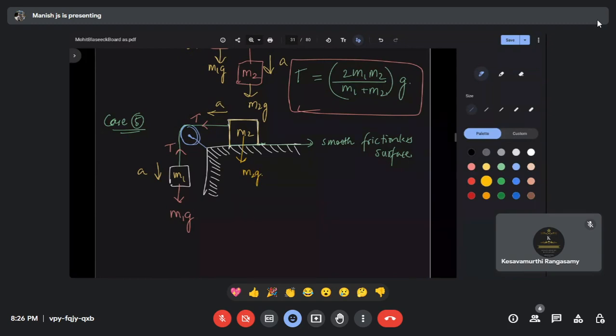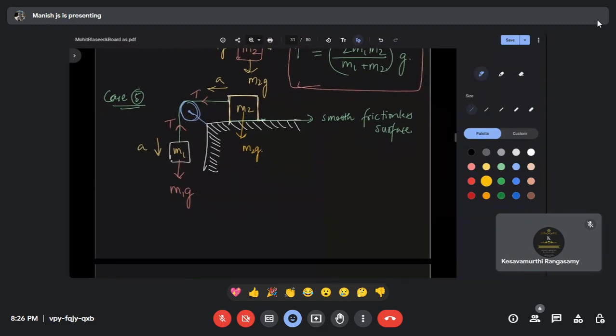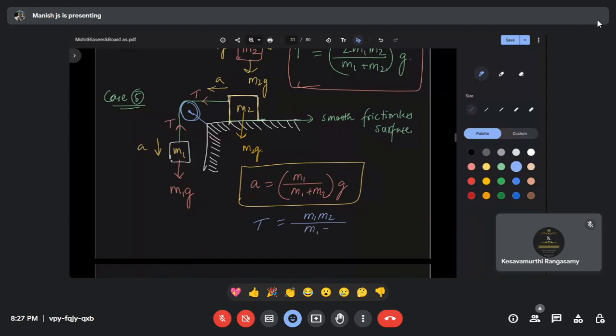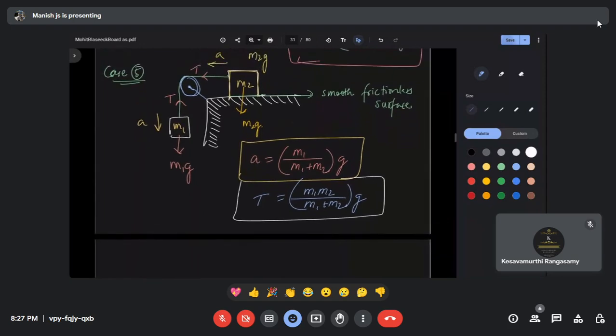So once you have shown all this, we can write down the expression for acceleration for this also. The acceleration of this system is given by M1 upon M1 plus M2 into G. This is the relation for acceleration. In the same way, the relation for tension can be expressed as M1 M2 upon M1 plus M2 into G. This is the expression for tension, for case 5.